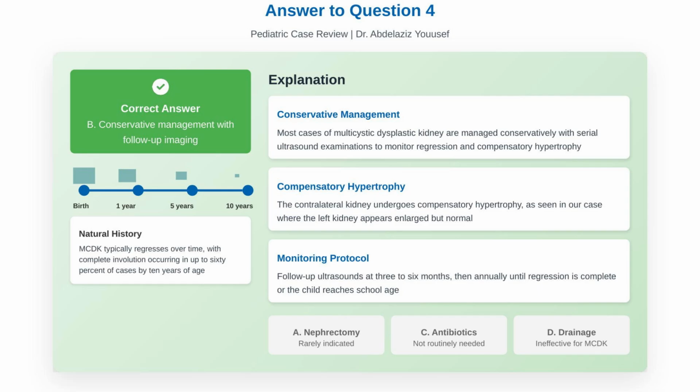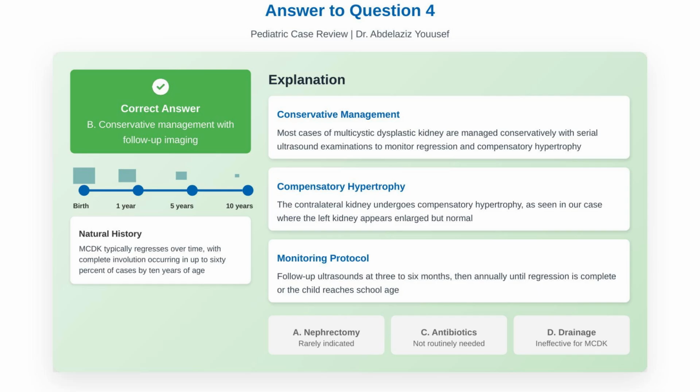Multicystic dysplastic kidney typically follows a benign course with spontaneous regression over time. Complete involution occurs in up to 60% of cases by 10 years of age. The contralateral kidney undergoes compensatory hypertrophy, as demonstrated in our case, where the left kidney appears enlarged but normal. Current management guidelines recommend serial ultrasound examinations at 3 to 6 months initially, then annually until regression is complete or the child reaches school age.